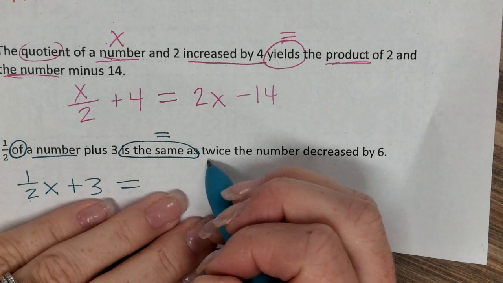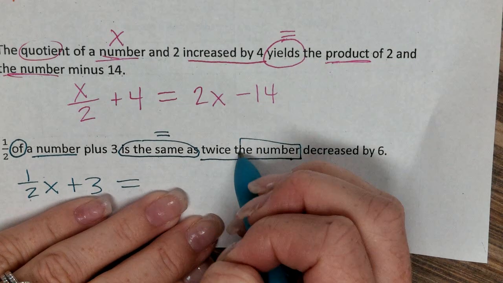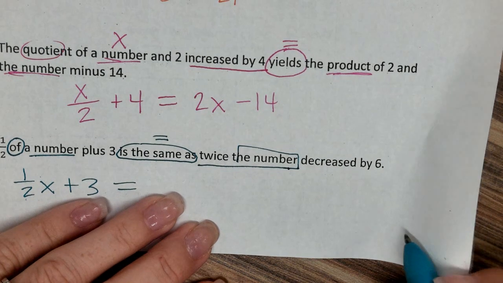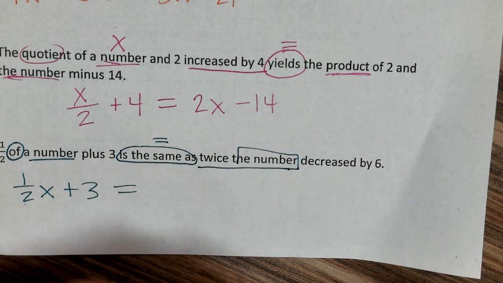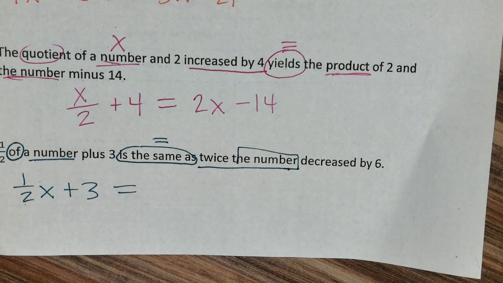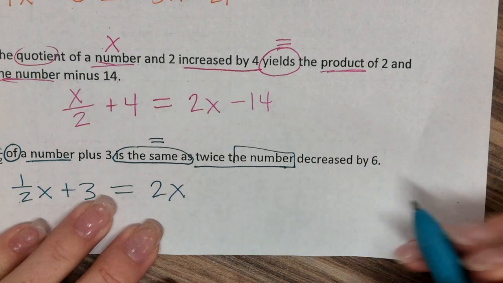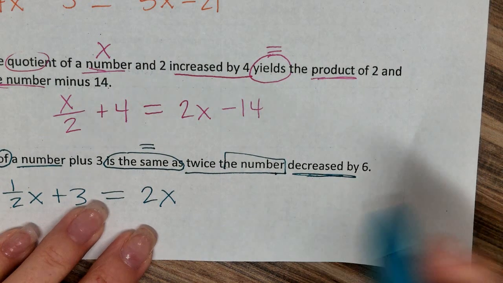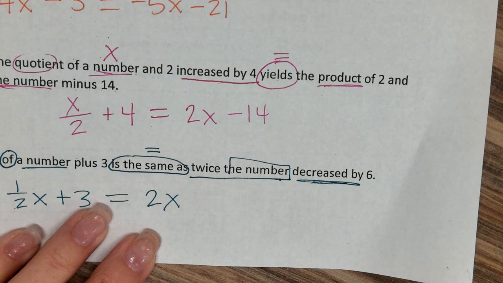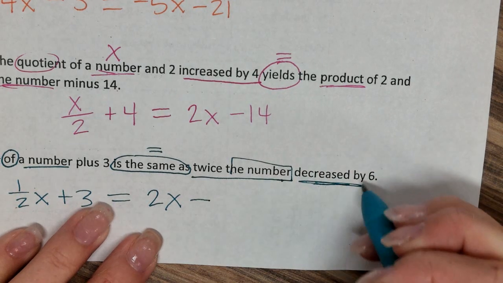How would I write twice the number? What's the number? X. How would I write twice x? 2x. Decreased by. Decreased by means what? Subtract 6.